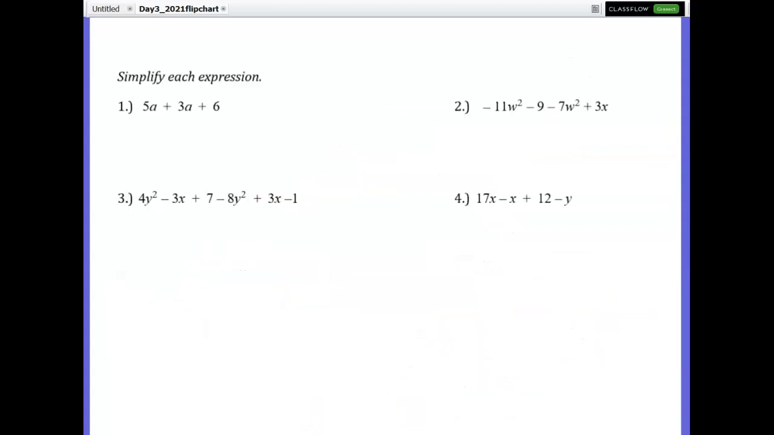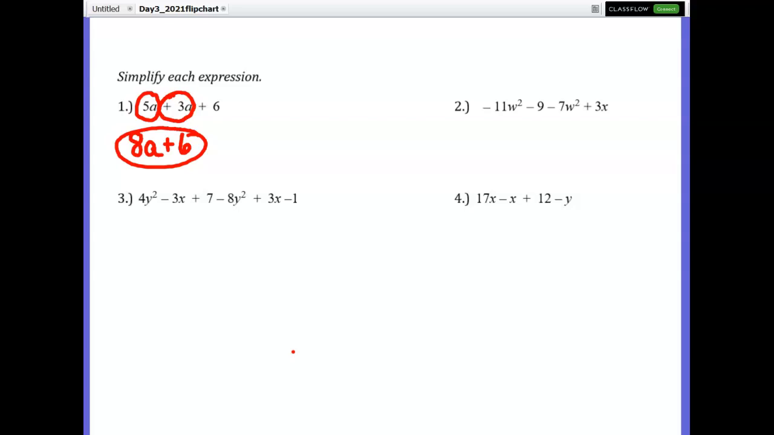So let's start doing some examples. It should make some more sense when you start seeing them. All right, I've got 5a and 3a and 6. So my like terms here would be 5a and then a positive 3a. Okay, 5 plus 3 is 8, so we get 8a plus 6. Okay, that's my answer. We're not solving them. We can't. They're only expressions. They're not equations. So we're just simplifying. Okay, it doesn't say solve. It just says to simplify.